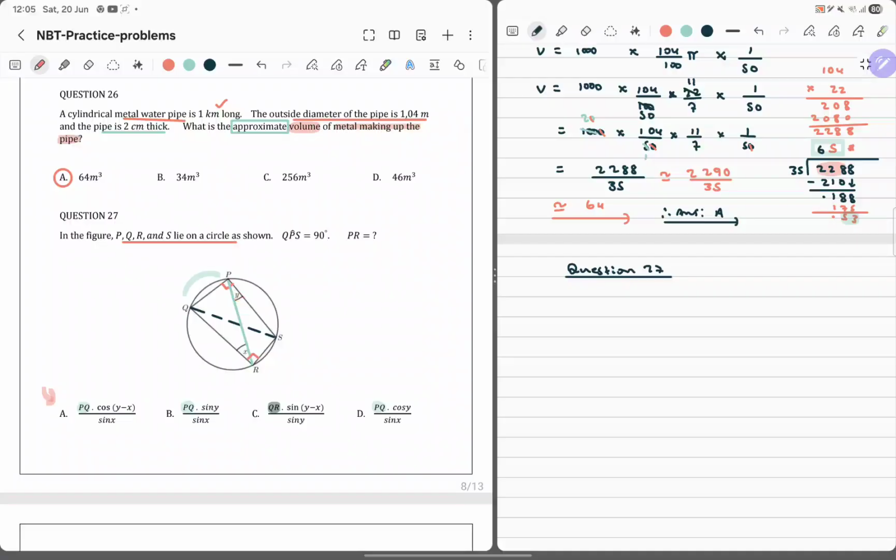If this angle is x, this one is also going to be x, right? Angles in the same segment, subtended by chord PQ. Just trying to see where this is coming from. But the issue now, this one will bring up PS, if we use similarity.